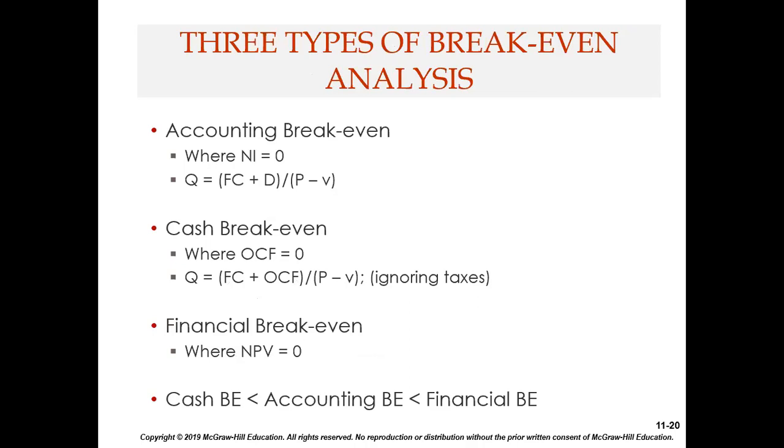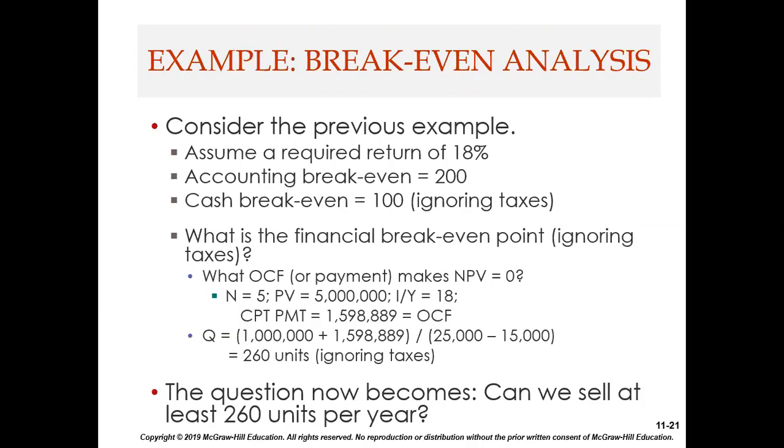So accounting break even is where net income is 0. Cash break even is where operating cash is 0. And financial break even is where net present value is 0. So cash will be less than accounting, but accounting will be less than financial break even. Let's take another look so you can see this.